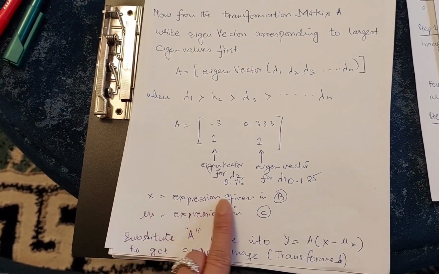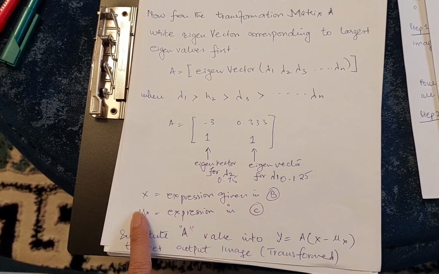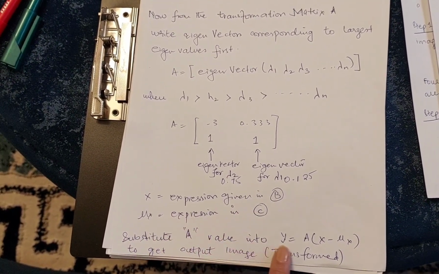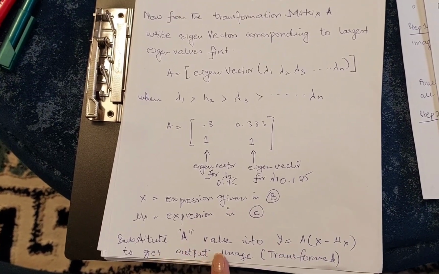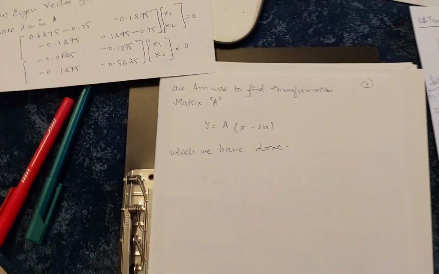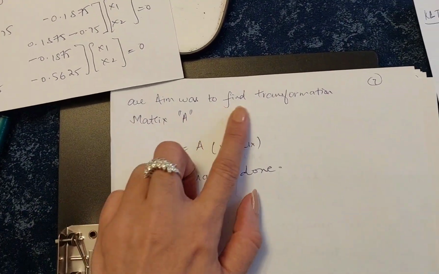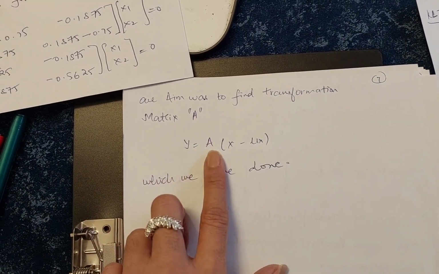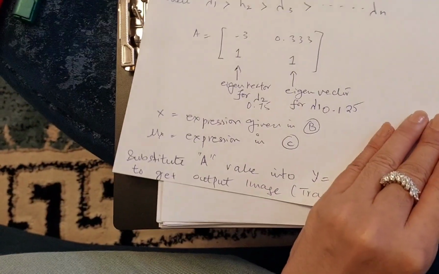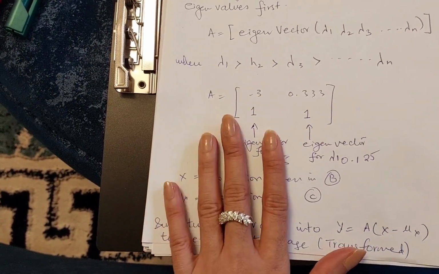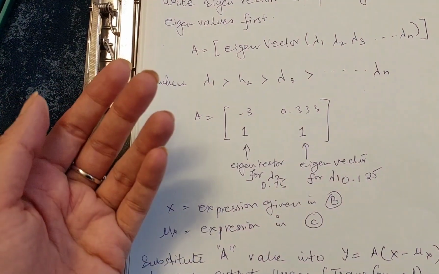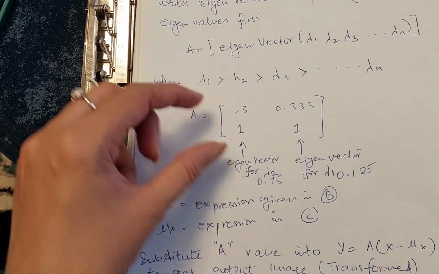So x is the expression which was given to us in part B, and mu is the expression we found in part C. If we substitute the values into this y, we will get the output image transformation. You can see that our aim was to find the transformation matrix A. We have actually found this matrix A, so this is my transformation matrix. This is what the Lucas-Kanade transform says, that we have to find this transformation.